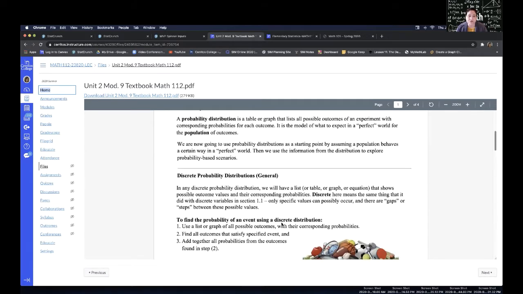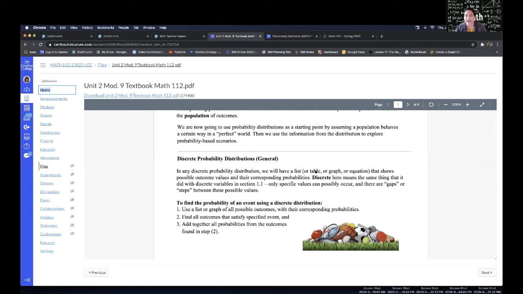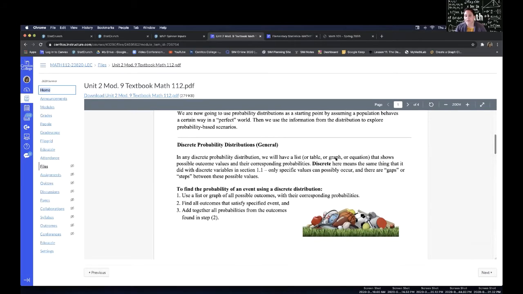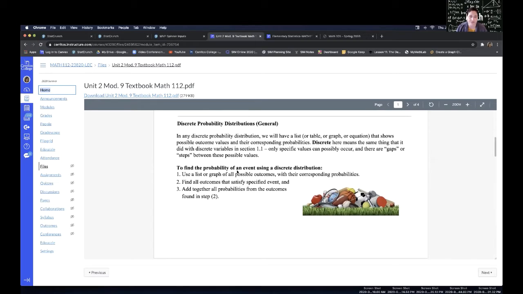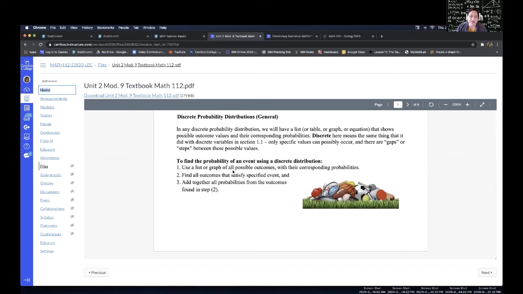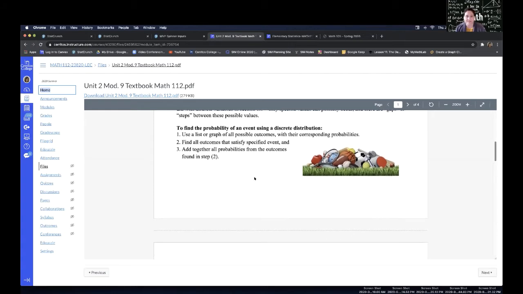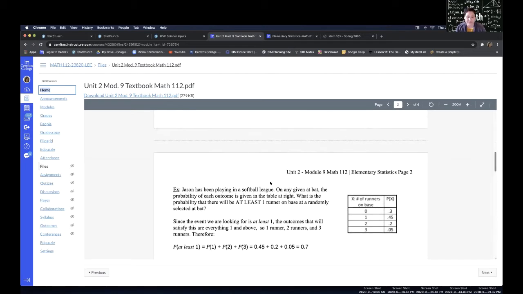So with discrete probability distributions, we're going to have a table, or we're going to have a graph that's basically just sticks. Sometimes you can even have an equation for a discrete probability distribution. But what you want to do is always graph all the possible outcomes and then find all the outcomes that satisfy a probability that specifies that event. It's easier to just use an example.